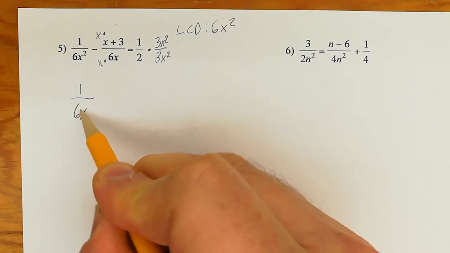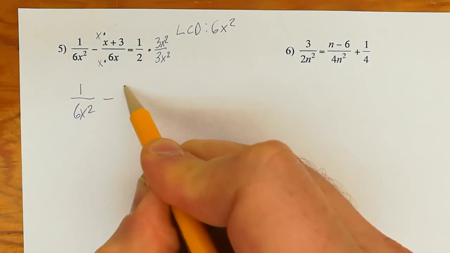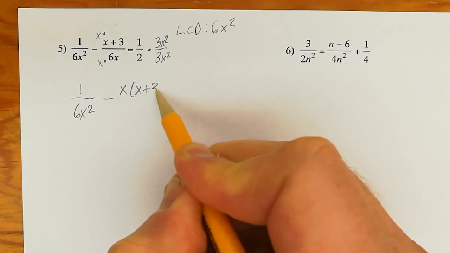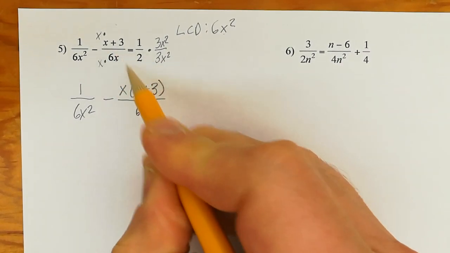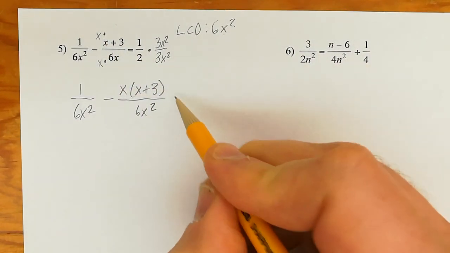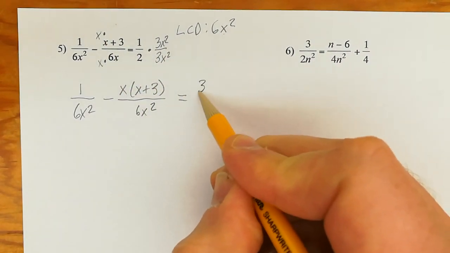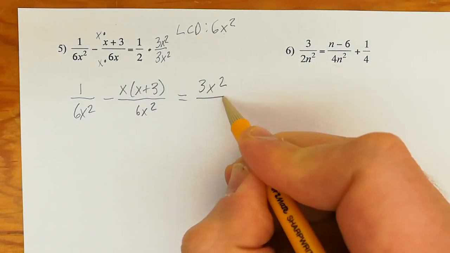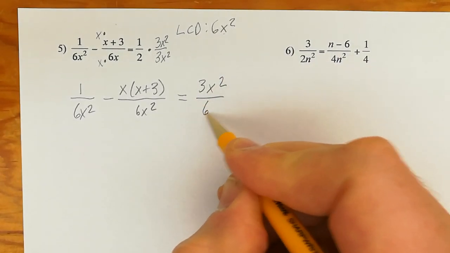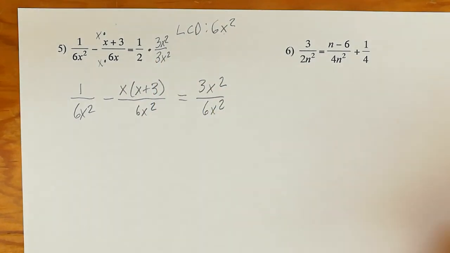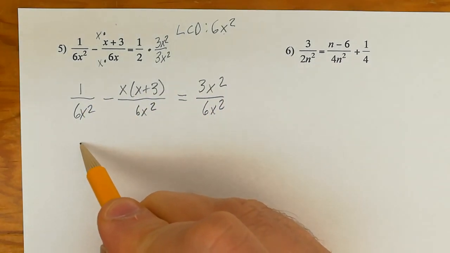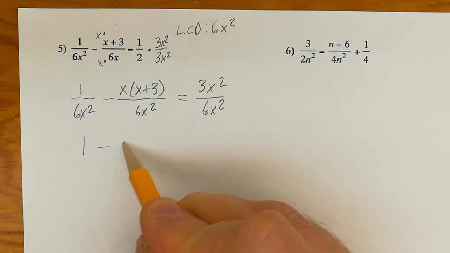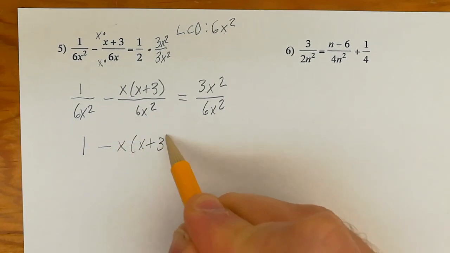All right, let's see what we get here. So first fraction stays the same. This is going to be x times x plus 3 over 6x squared. All right, just writing it out like that for now. And then over here we're going to have 3x squared over 6x squared. 2 times that. All right, so now all of our denominators are the same. We can get rid of them just by multiplying both sides by 6x squared. I might not write that all out. I'm just going to drop them. So now we have this.